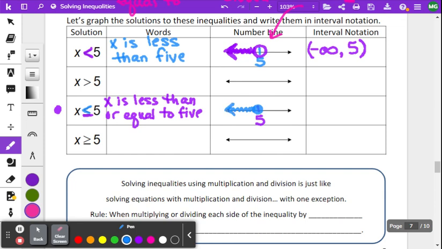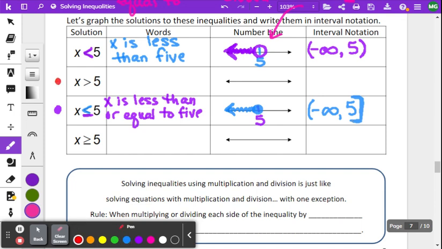When we write this in interval notation, we will still go from negative infinity to 5. But to indicate that the 5 is part of the solution now, we will put a bracket on that 5. So it's 5 and all of the numbers smaller than 5.